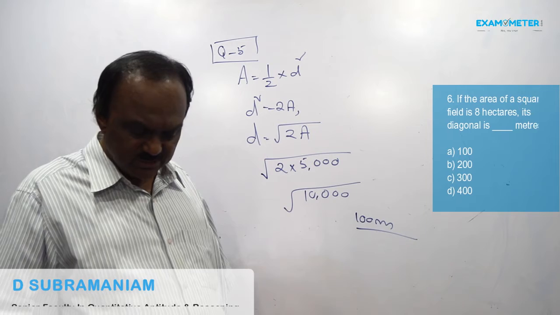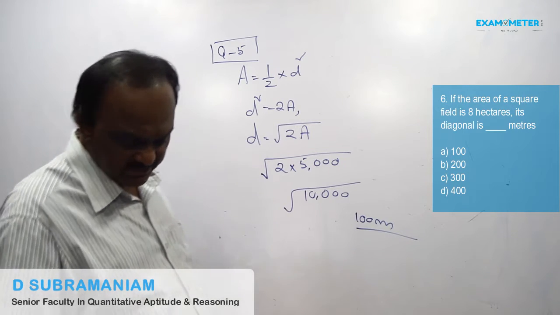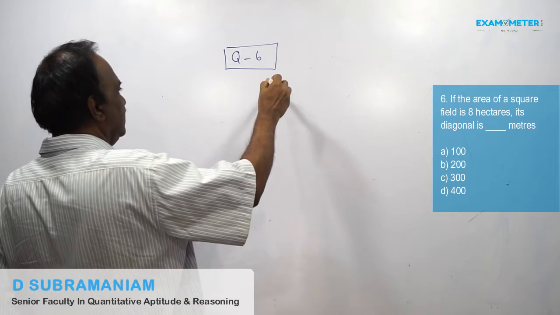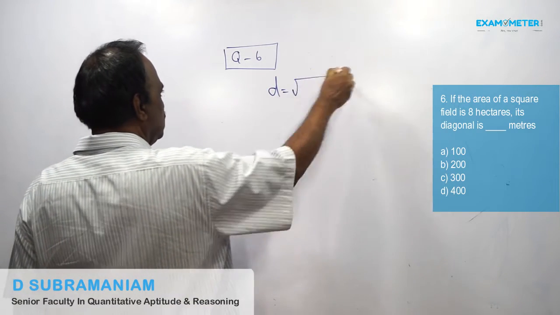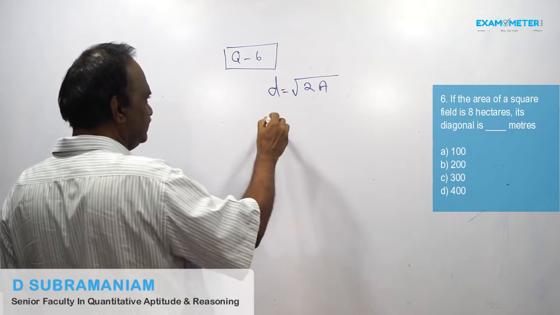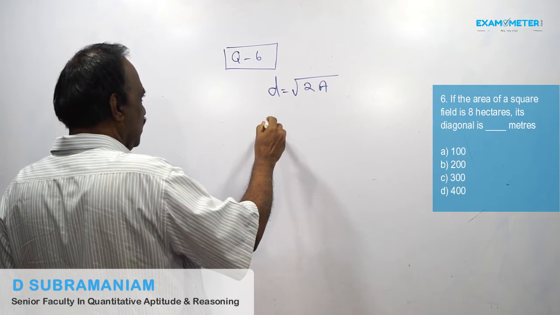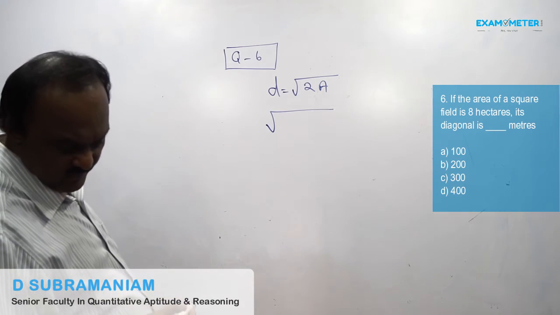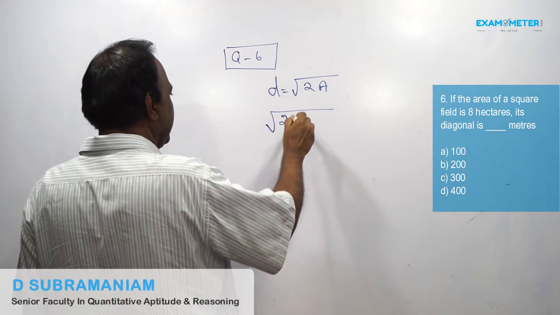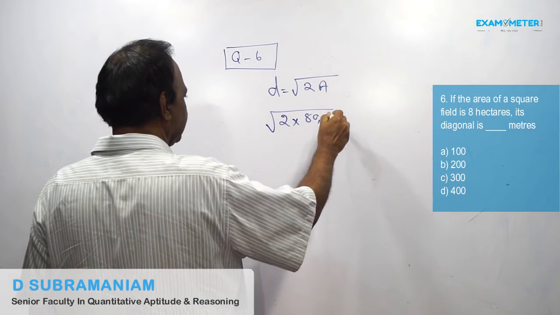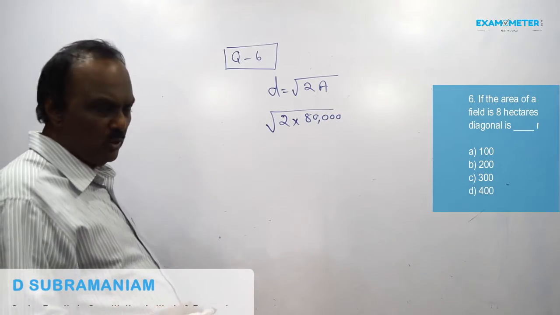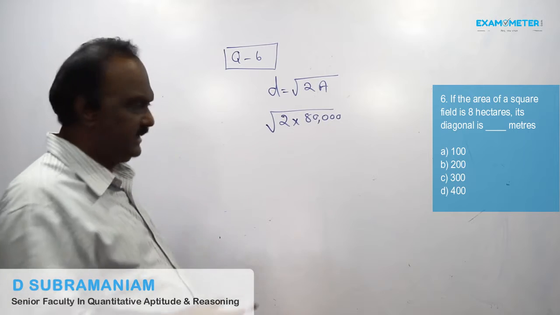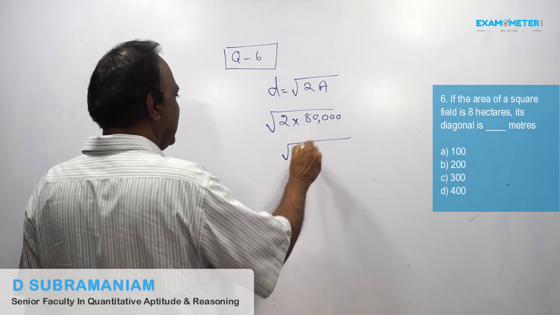If the area of a square field is 8 hectares, its diagonal is how many meters? Diagonal is equal to root of 2 into area. 1 hectare is equal to 10,000 square meter. So 8 hectares will be 80,000 square meters. So 2 into 80,000 comes to 1,60,000.